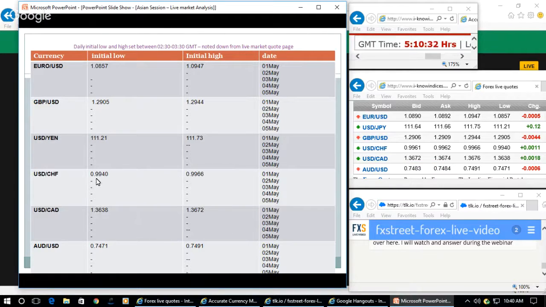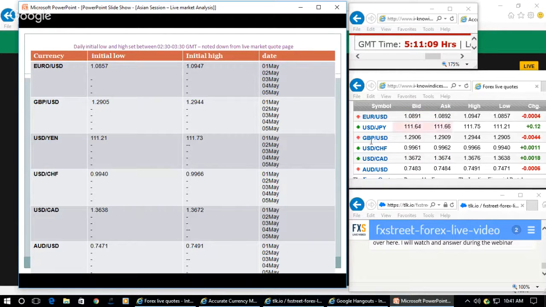Then in the case of CHF, 0.9940 is the low, 0.9966 is the high. They have not breached the low or the high. And Canadian dollar, 1.3638 is the low and 1.3672 is the high. They just breached the high and are holding around that 3672. They have made a brief upward stop in order to make the slide. Then Australian dollar, 0.7471 is the low, 0.7491 is the high. They have not breached the low or the high.